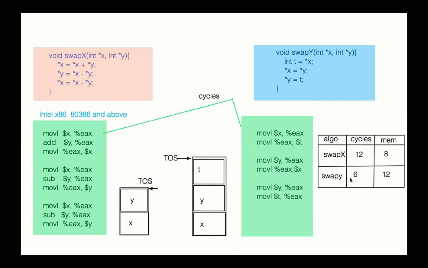Swap Y asks me that, see, if you have a slow processor, but memory is abundant enough or liberal enough, I may choose swap Y for that example.